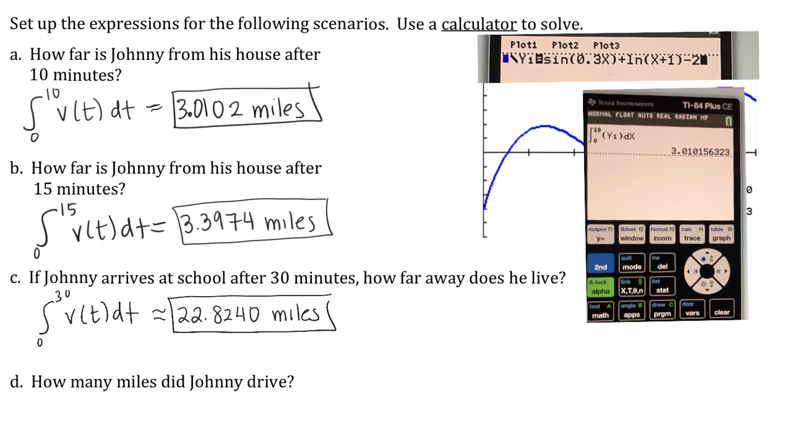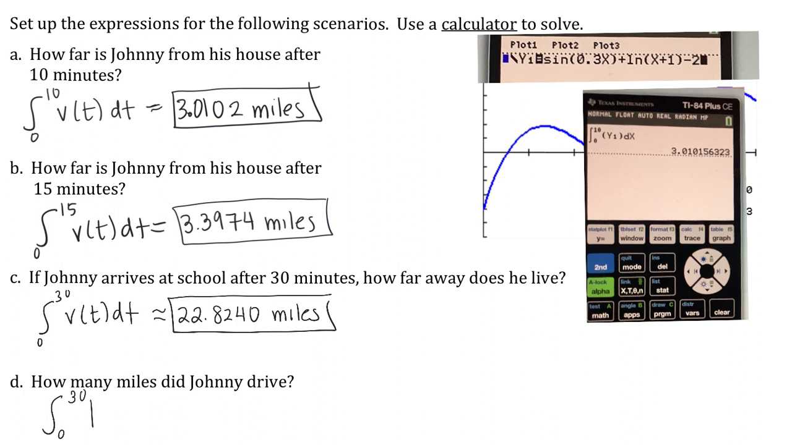Okay, now D's asking the last thing. The last thing is asking how many miles did he actually drive? He wasn't driving straight towards school the entire time, so this should be a larger number than 22.8240. Okay, so he still drove for 30 minutes, but this time I want the total distance.